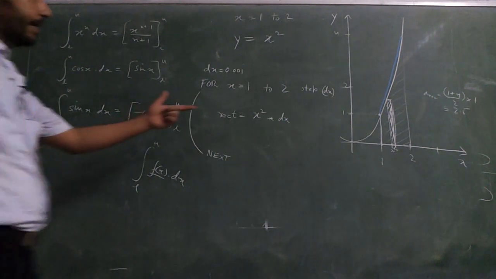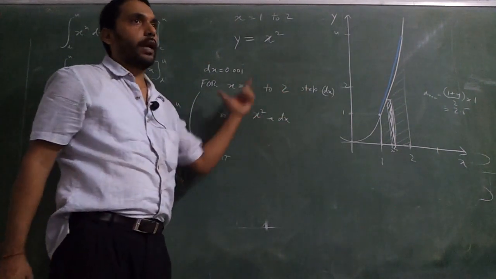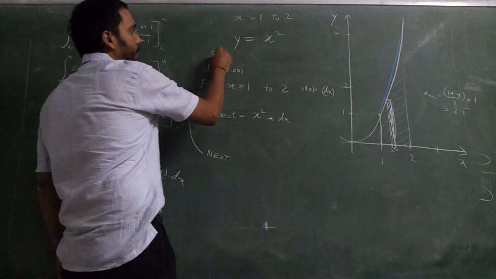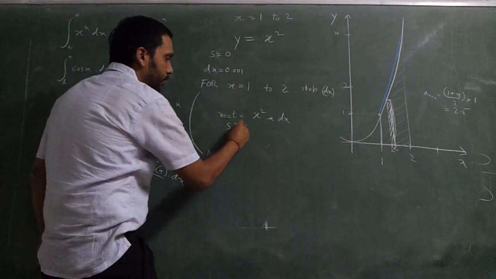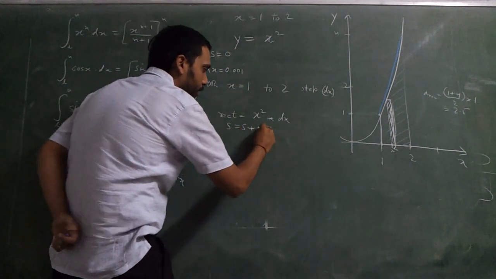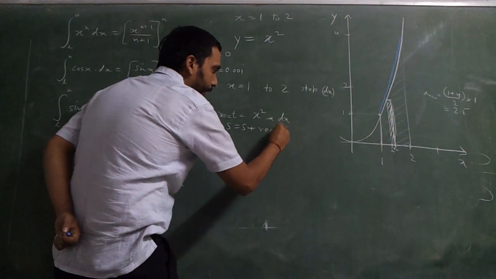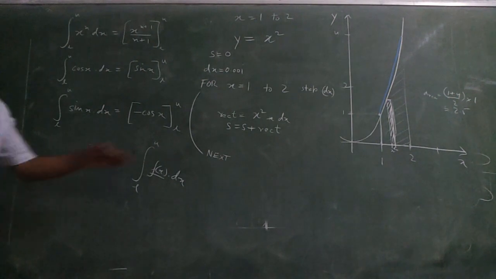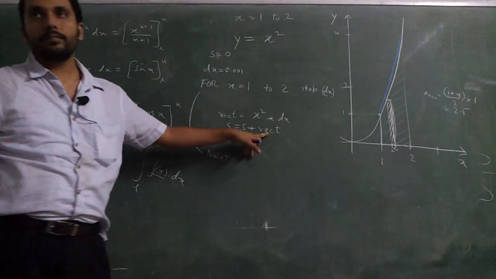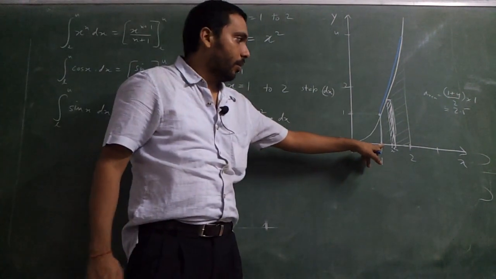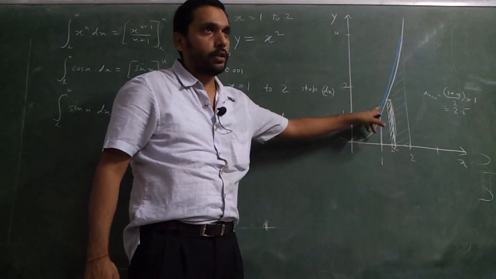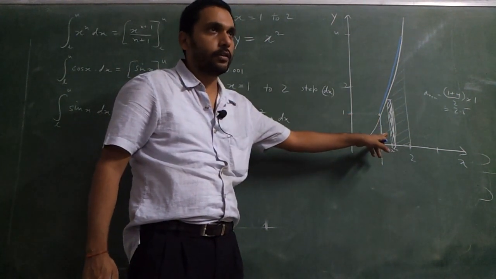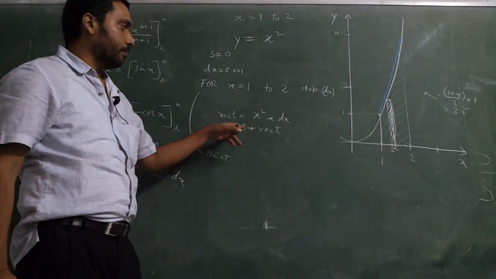This is the rectangle area, and you have to keep on adding. So I'll say sum is equal to 0. Sum is equal to sum plus the rectangle area. That means, in the first loop, the sum would be a rectangle of height 1 square and width dx, and s will become 0 plus that much.